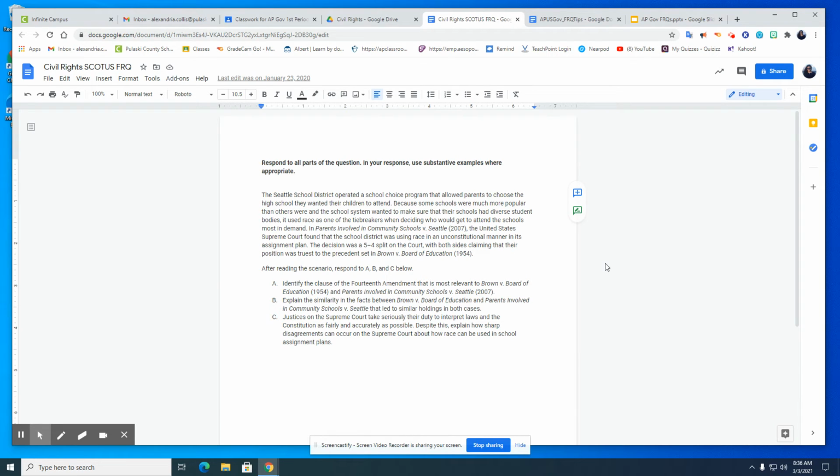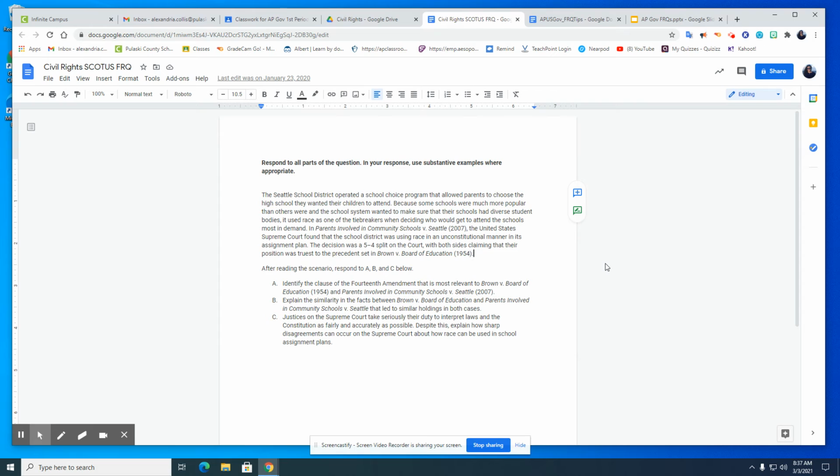So part A: identify the clause of the 14th Amendment that is most relevant to Brown v. Board of Education and Parents Involved in Community Schools v. Seattle. So you're going to have to go back, consider Brown v. Board. What clause of the 14th Amendment was that case decided on? And there you will put blank clause of the 14th Amendment is most relevant to these cases.